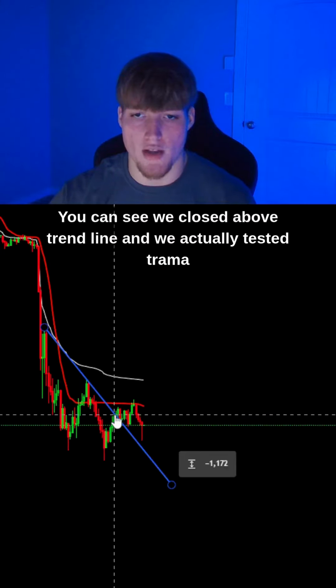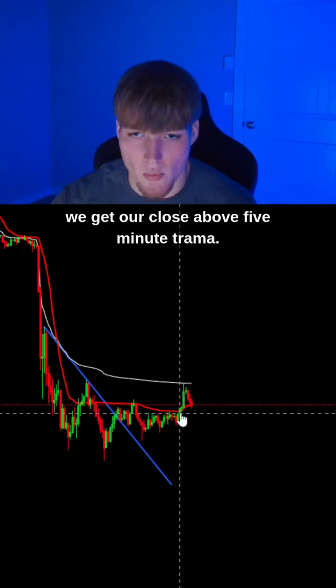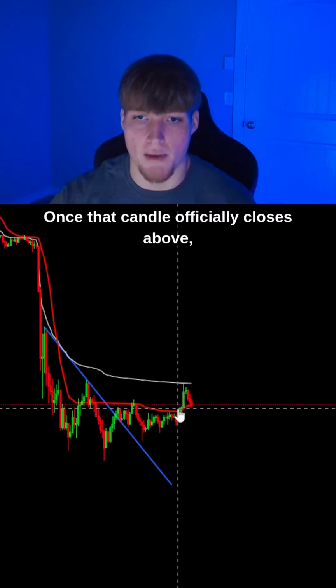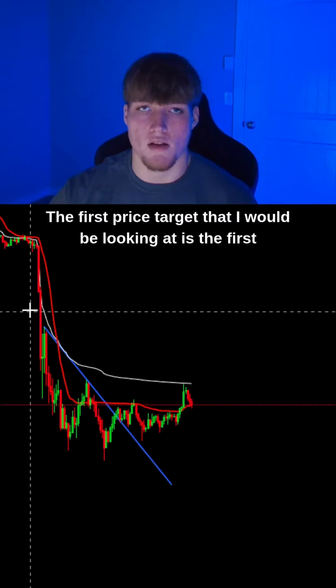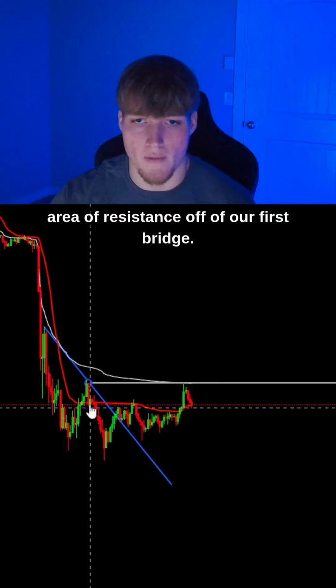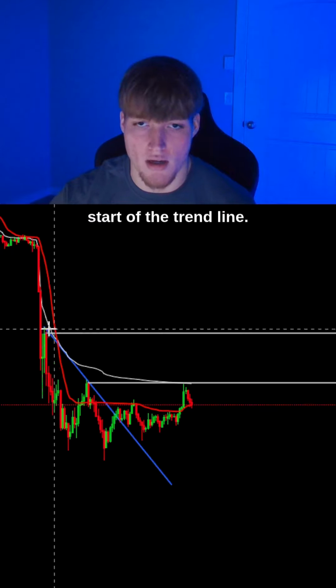You can see we closed above trend line and we actually tested trauma and rejected off of trauma. And so right here, we get our close above 5-minute trauma. Once that candle officially closes above, that would then signal our entry. The first price target that I would be looking at is the first area of resistance off of our first bridge. Our second price target is going to be at the previous high of the start of the trend line.